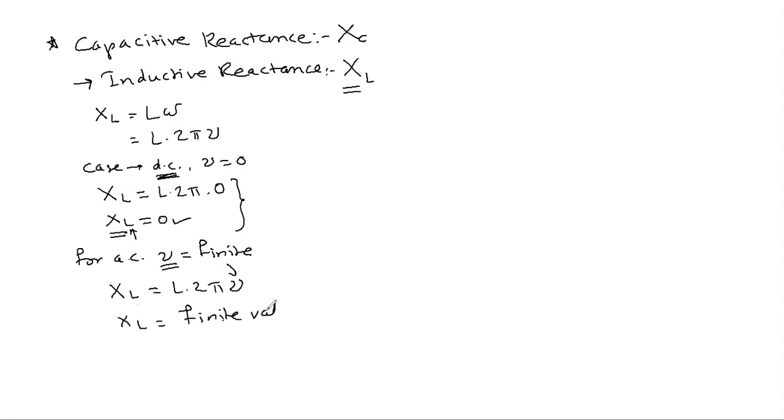Finite value. So here you got the 0, no opposition at all. Here you got the finite value. That means the inductive reactance is nothing but the opposition to the flow of current in case of AC for the inductor, when you apply the AC voltage to the inductor.